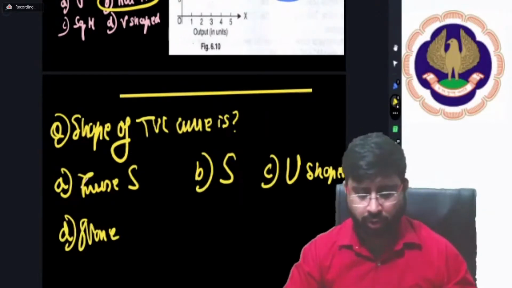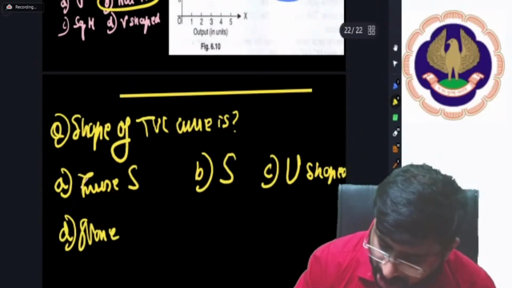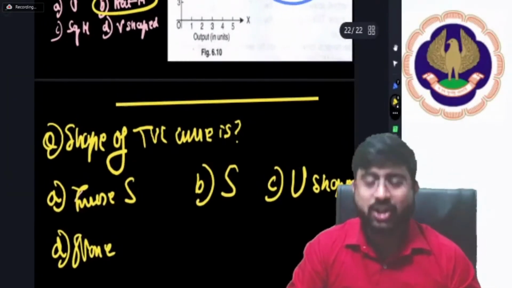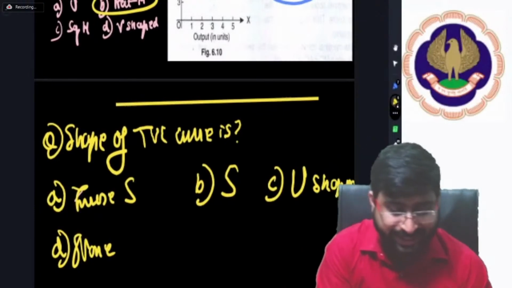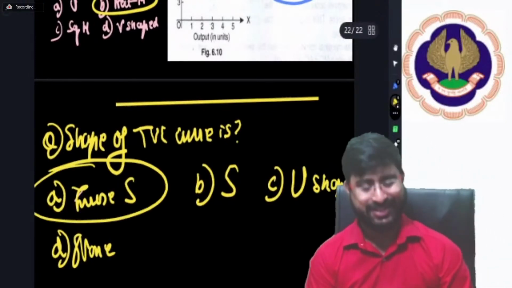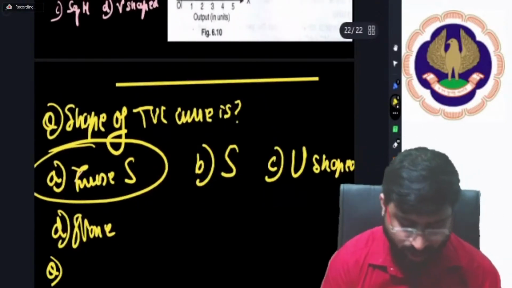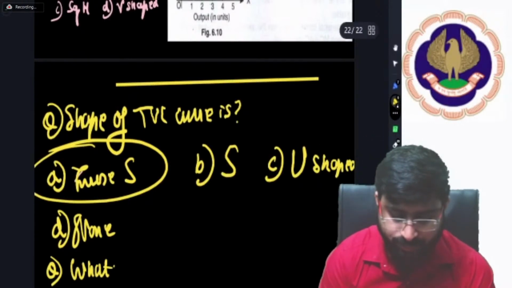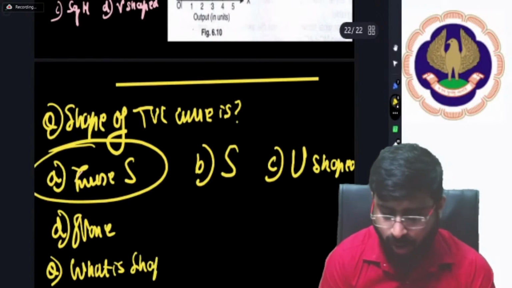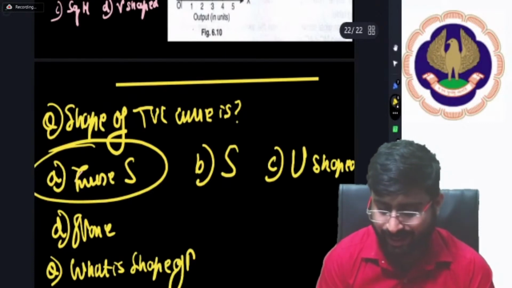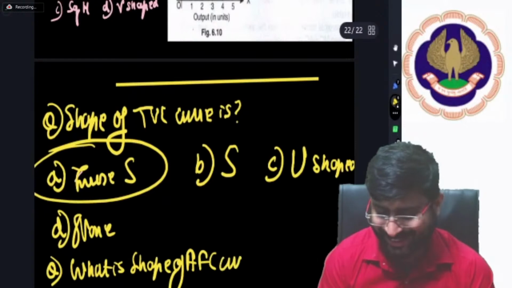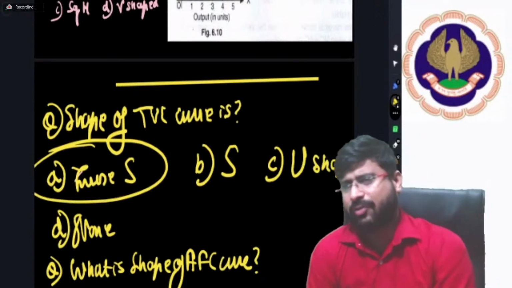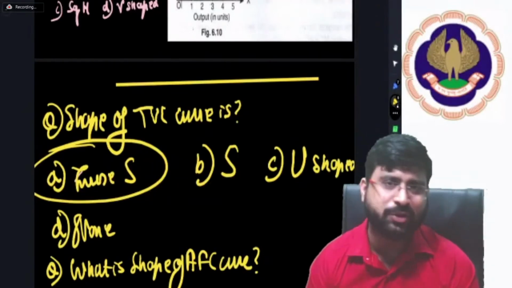Okay. So now, my dear friends, the shape of TVC curve is, absolutely correct, inverse S. Very good. Next question. I will not give you options here. What is the shape of AFC curve? Try to answer it without any option.